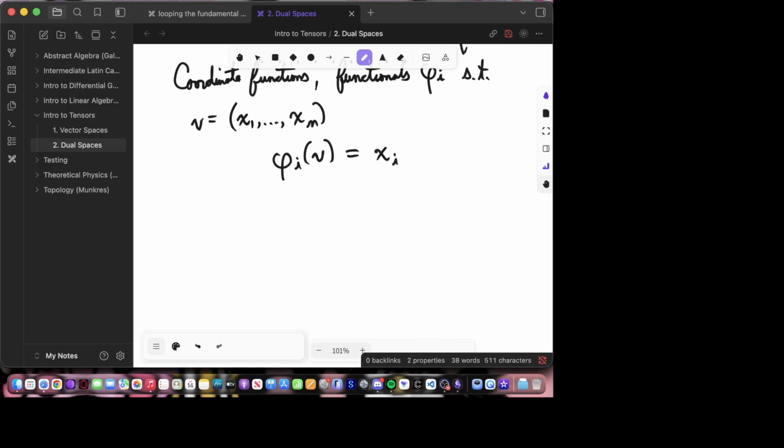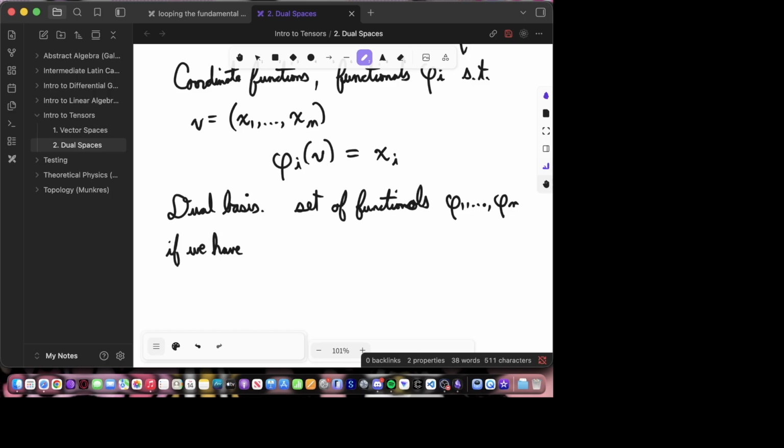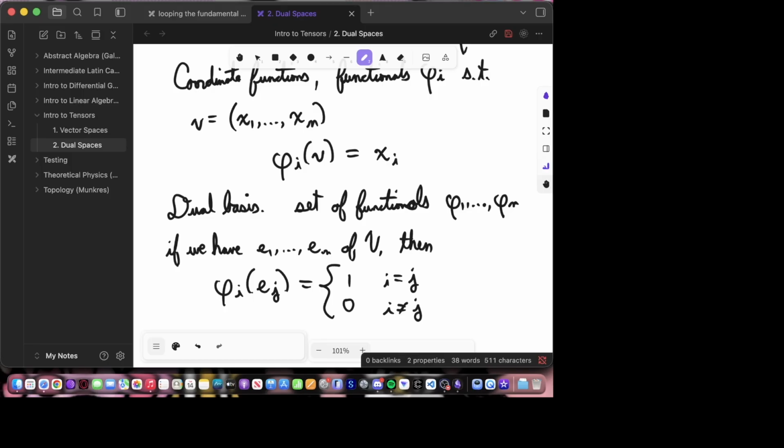We can also construct what is known as a dual basis, which is a set of functionals phi1 to phi n, where if we have a basis e1 to en of V, then phi i of ej is equal to 1 if i equals j, and 0 if i is not equal to j.